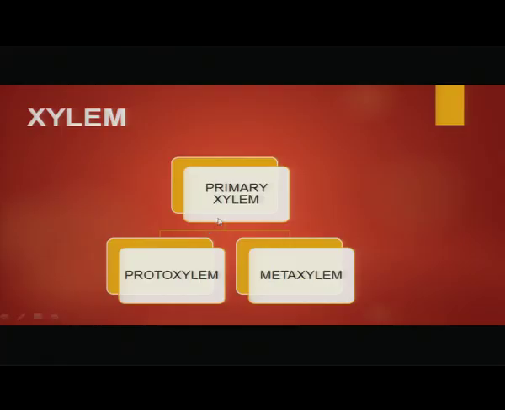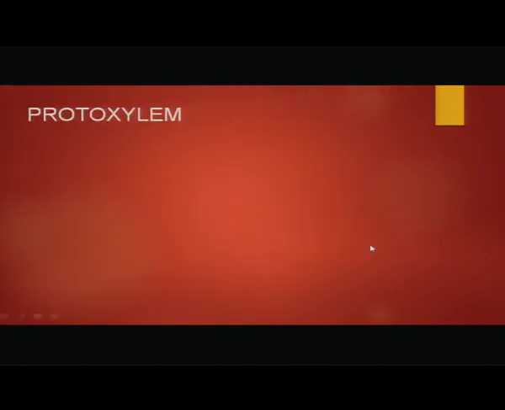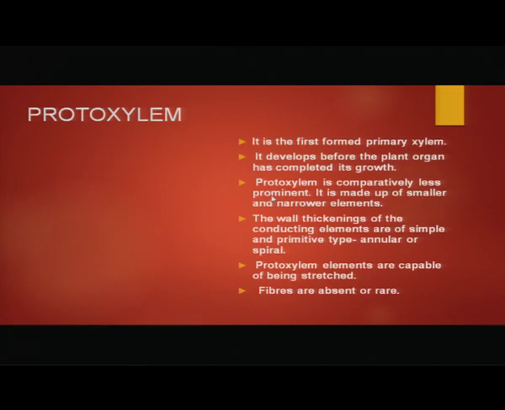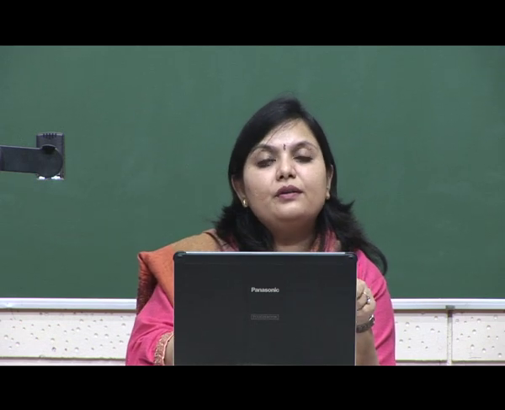Xylem, the primary xylem, can be of two types, protoxylem and metaxylem. The protoxylem is the one formed by primary xylem, and it develops before the plant organ has completed its growth. Suppose we are talking about xylem of the stem or xylem of the leaf. Protoxylem will be formed when the growth is not complete, the stem is still growing or the leaf is still growing. At that period of time, it will have protoxylem elements.